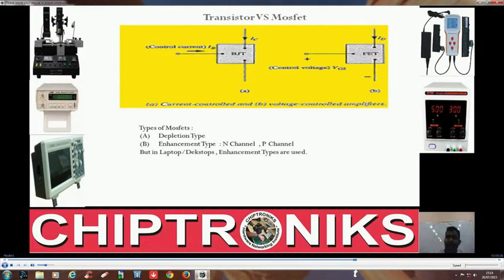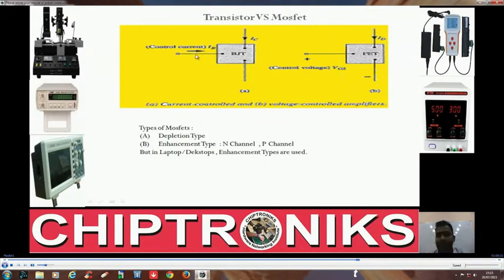Let's discuss what exactly is the difference between a transistor and a MOSFET. As we see in this diagram, a transistor is also a three-terminal device. What are those three terminals? Base, collector and emitter. Whereas what are those three terminals for a MOSFET? MOSFET stands for metal oxide semiconductor field effect transistor, whereas BJT is a bipolar junction transistor. So in a MOSFET, those three terminals are called gate, drain and source.